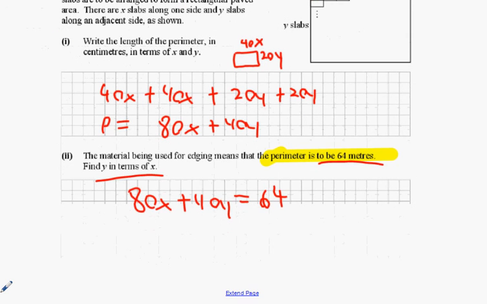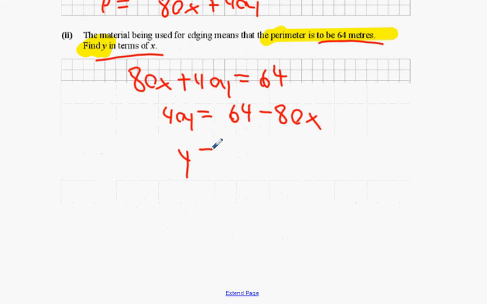Which letter does it want on its own? Nope. Y in terms of X. So get Y on its own. 40Y equals 64 minus 80X. Y equals 64 minus 80X all over 40.